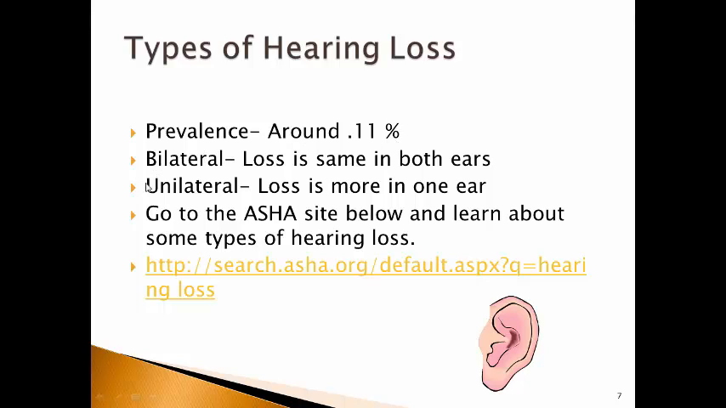Now, here's a couple terms you need to be familiar with: bilateral and unilateral. And it's pretty easy to remember. Bi, like bicycle, means the hearing loss is the same in both ears. And unilateral, if you know what a unicycle is, one wheel. Might have seen those in the circus sometimes. Well, the loss is more in one ear than the other, or maybe in one ear the person has normal hearing, in the other ear they have some hearing loss. If you look at the slide below, you'll learn some more about different kinds of hearing loss, and I encourage you to do that right now.